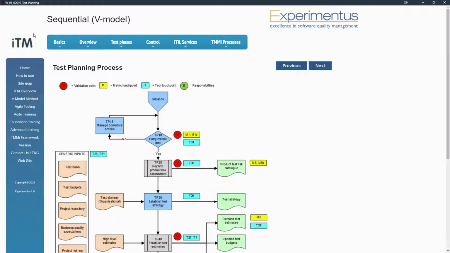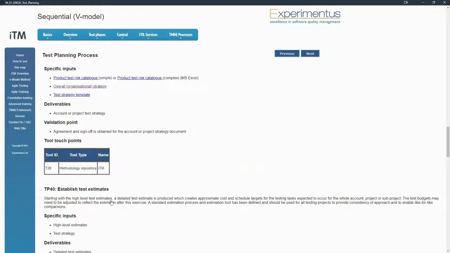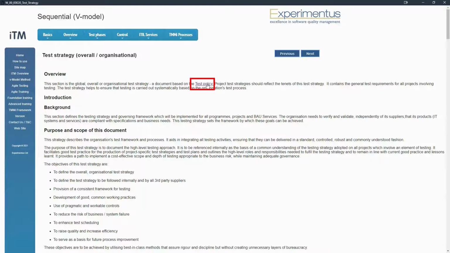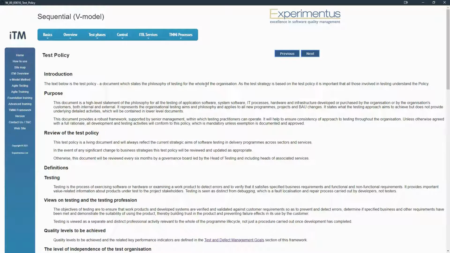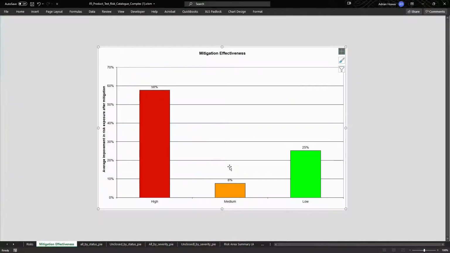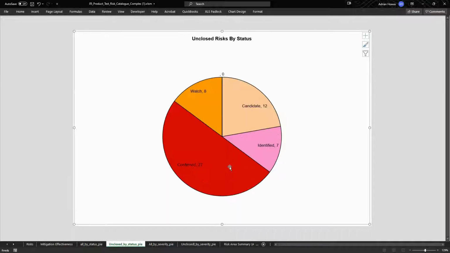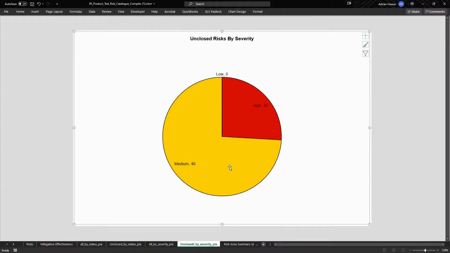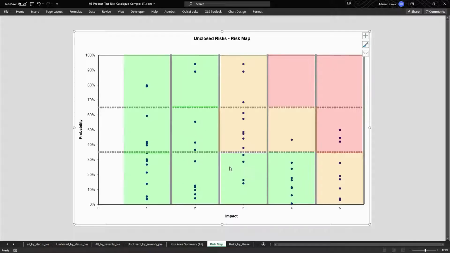The main process diagrams also contain links to inputs and deliverables. For example, one of the inputs to the Establish Test Strategy activity is the Organizational Test Strategy, which itself is based on the test policy. Both the Organizational Test Policy and the test strategy are configurable. One of the deliverables is the Product Test Risk Catalog, which provides the ability to report risks graphically in several ways, including how the product risk varies over time and how effective mitigation has been at reducing risk.